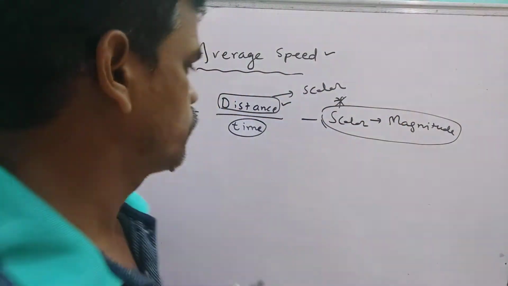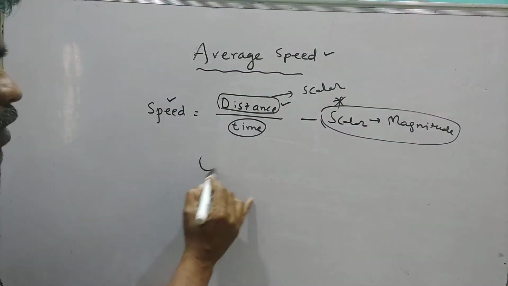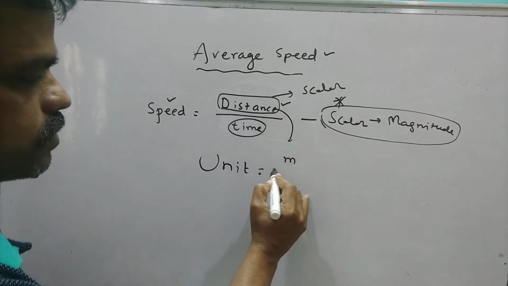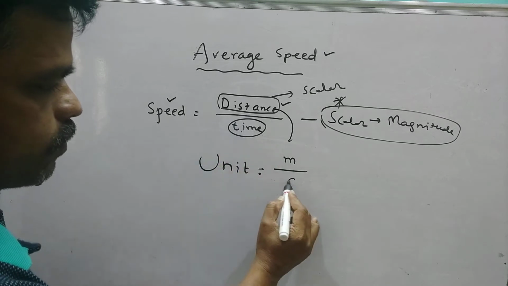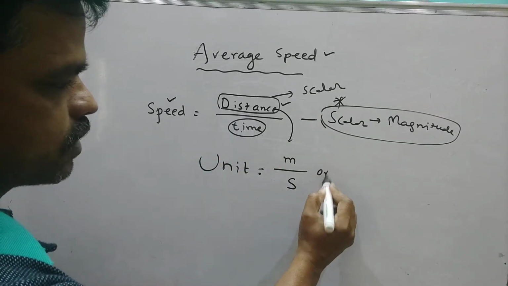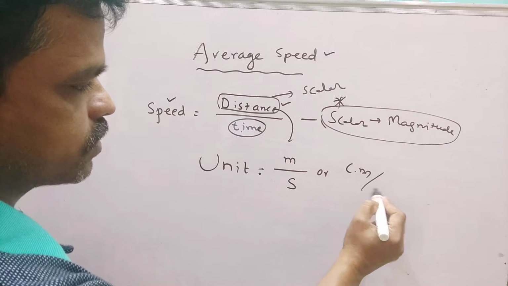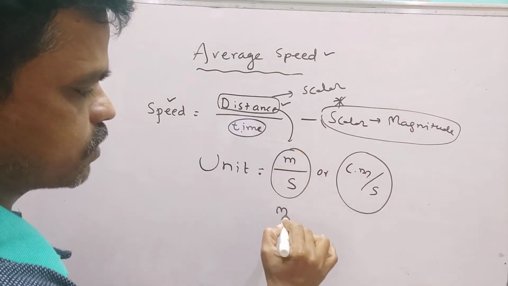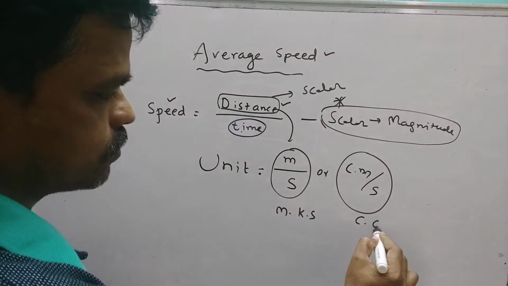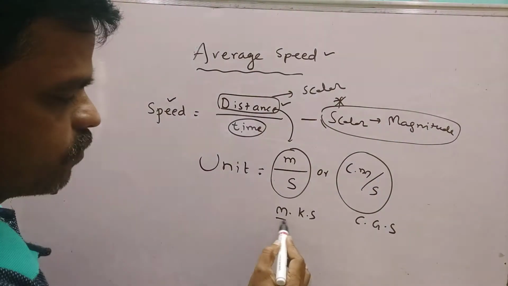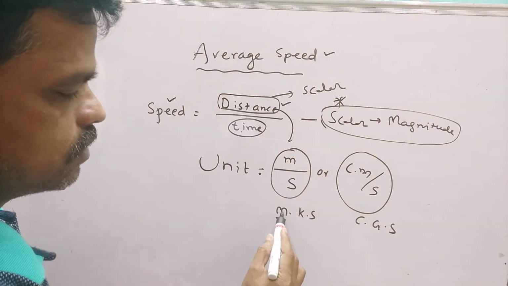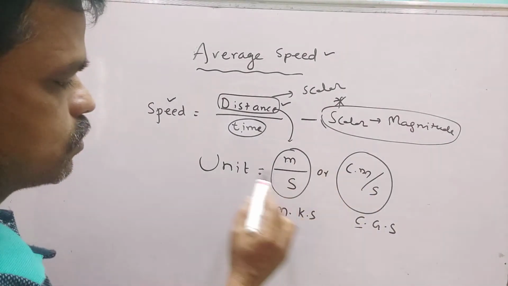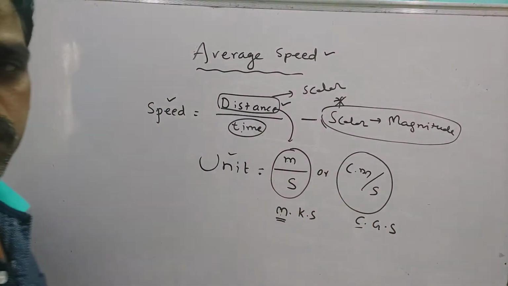The unit for speed: distance is meter, time is second, so meter per second, otherwise centimeter per second. In the CGS system, centimeter per second. In the MKS system, meter per second. Here M is for meter, that's why in MKS the length unit is meter, so meter per second. Here C is for centimeter, centimeter per second. So the unit is meter per second, centimeter per second.